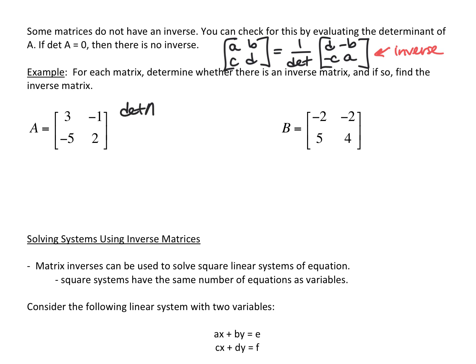We'll start by finding the determinant of A. First we multiply this direction, so 3 times 2, and then I subtract negative 5 times negative 1. That would give me 6 minus 5, or 1. So we know the determinant of A is 1. Now we do the inverse. I do 1 divided by the determinant, which is obviously 1.